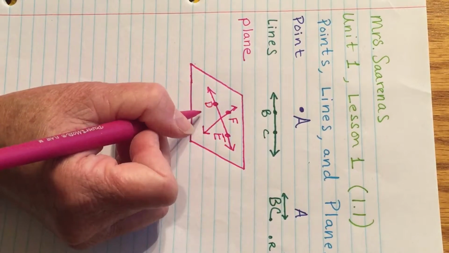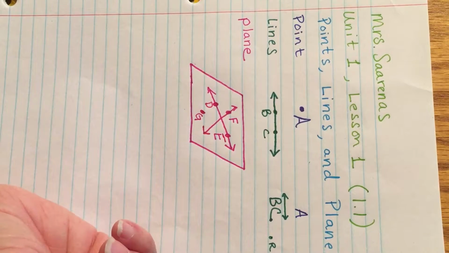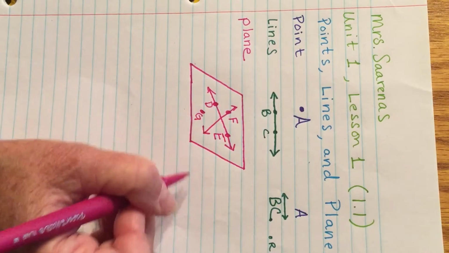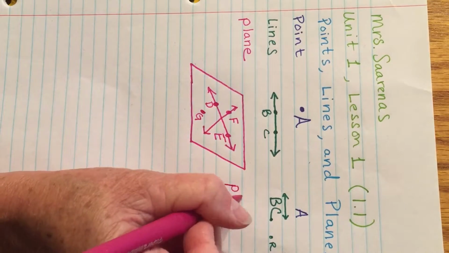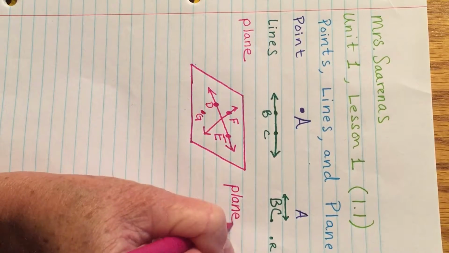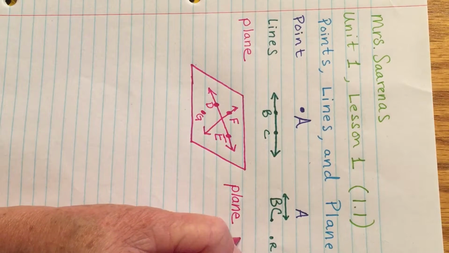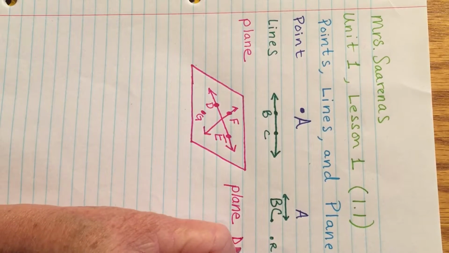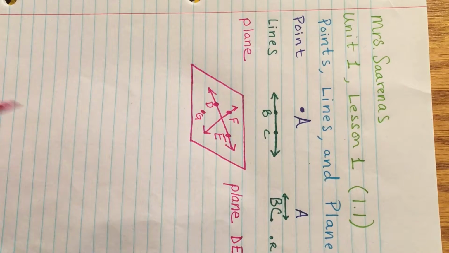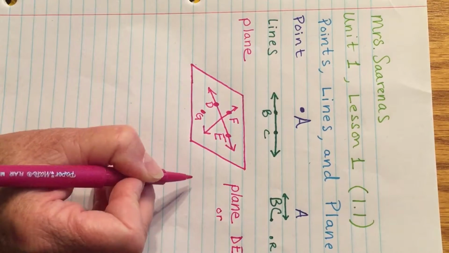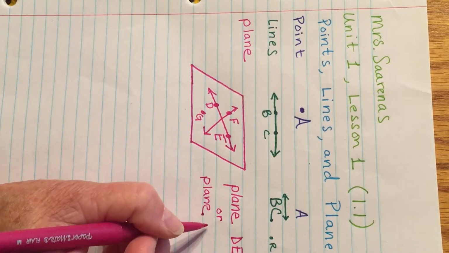There are often a variety of points that sit on a plane. To name a plane, we would pick any of these points that are on it in any order, but we must use 3. So an example for this plane would be plane DEF. Another name for this plane could be plane EFG.